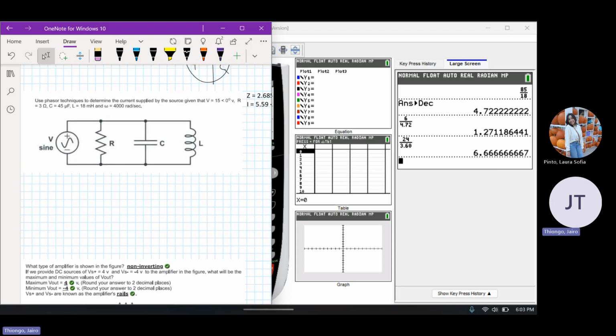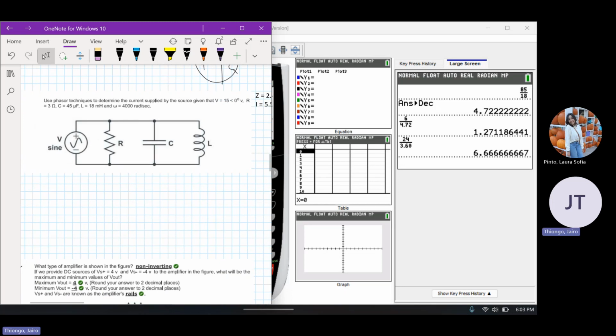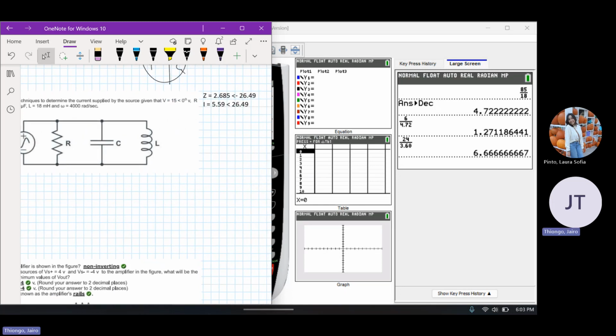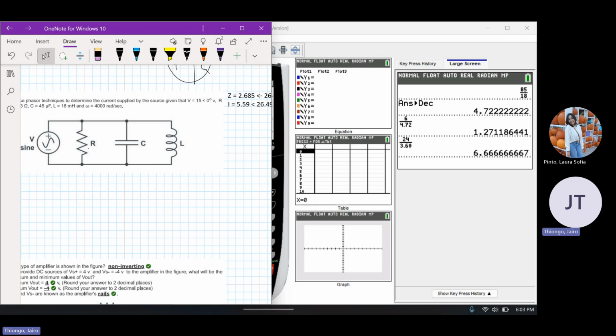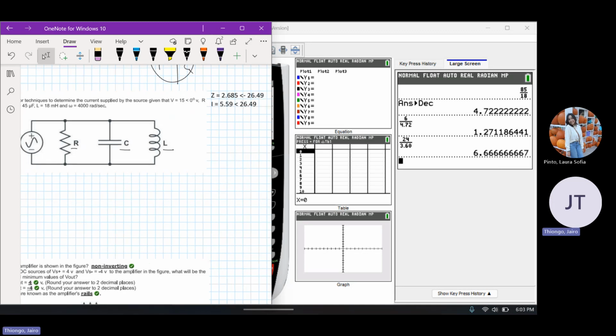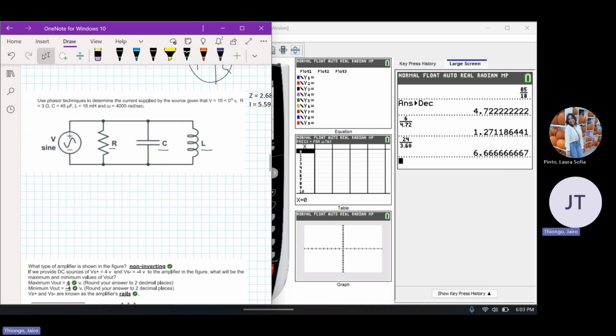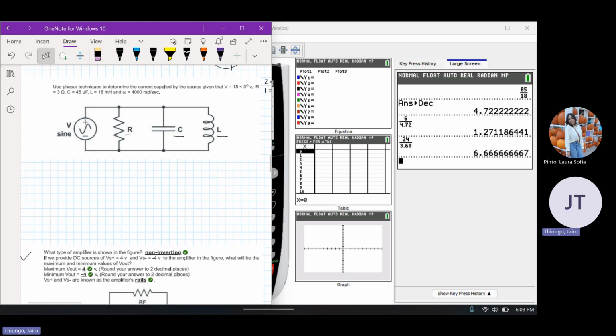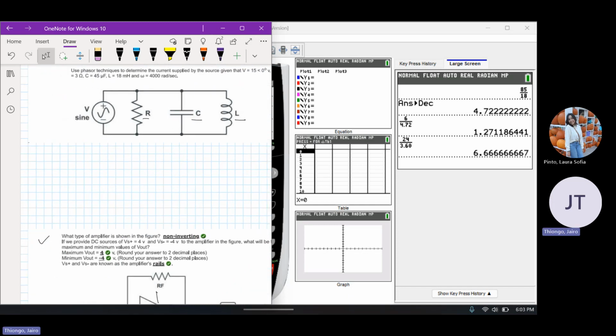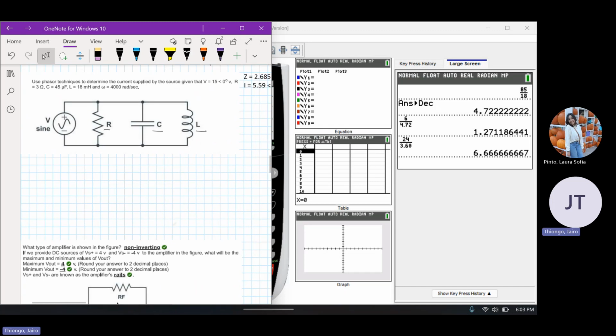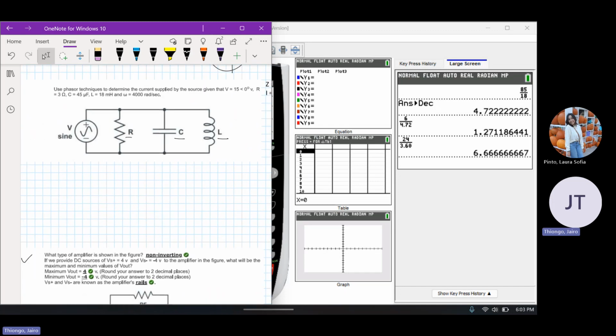For this one too, we have the components connected in parallel. We have the resistor, the capacitor, and the inductor. You might have covered these two before exam 2, but we'll go through this one shortly. We will not process the values because it might take time putting them into the calculator, but I'll give the formula on how to go about it. The question is asking us to use phasor techniques to determine the current supplied by the source.